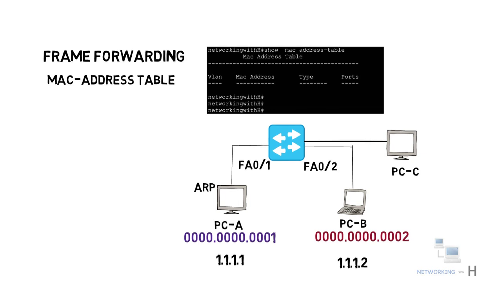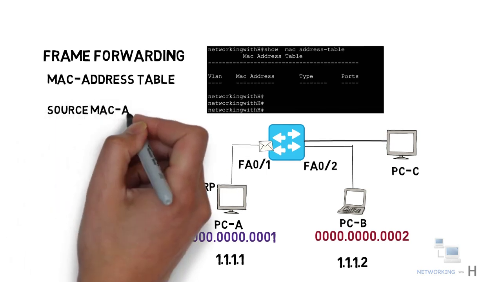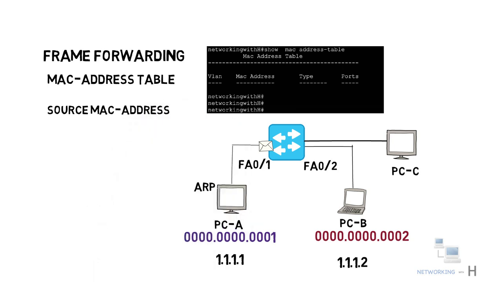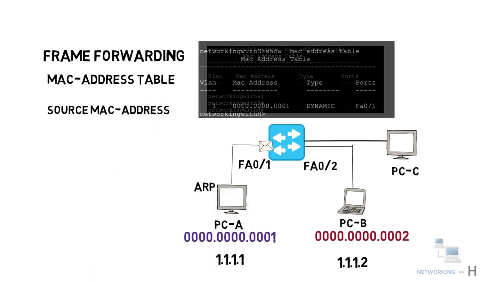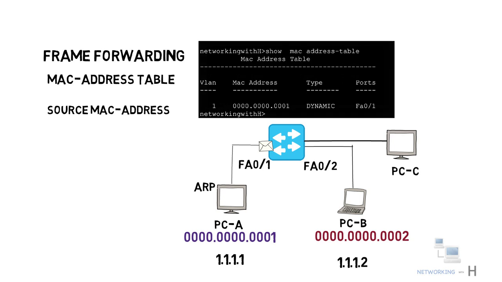PC A sends a frame and the switch receives the frame from PC A on FA0/1. The switch examines the source MAC address and compares it to the MAC address table. If the MAC address is not available in the MAC table, it associates the source MAC address of PC A with the ingress port FA0/1 in the MAC address table.